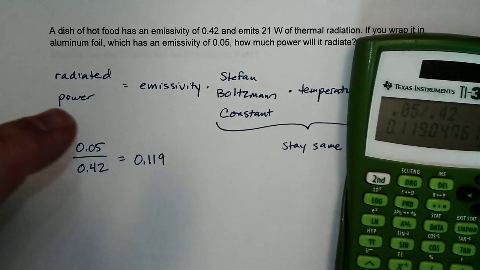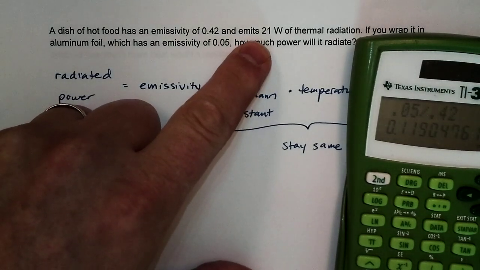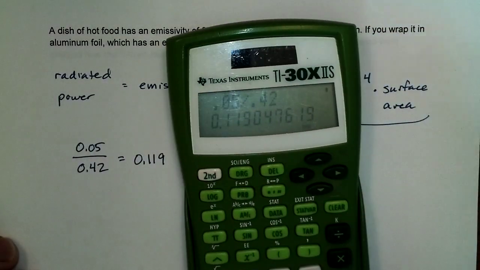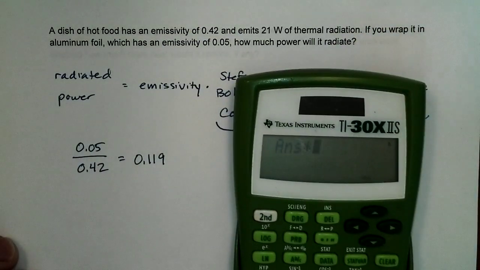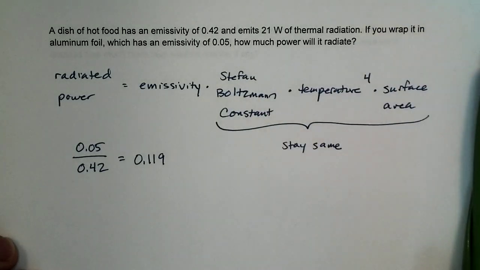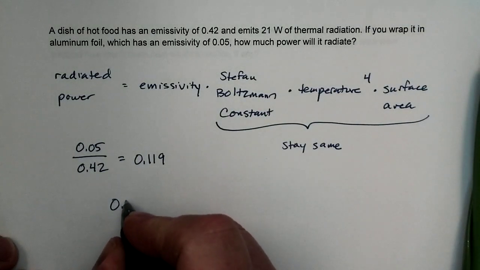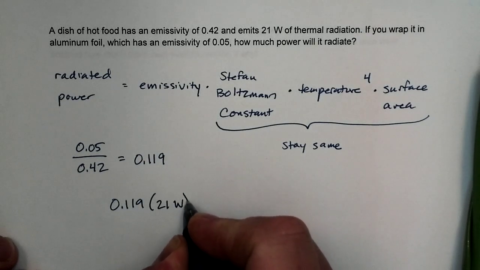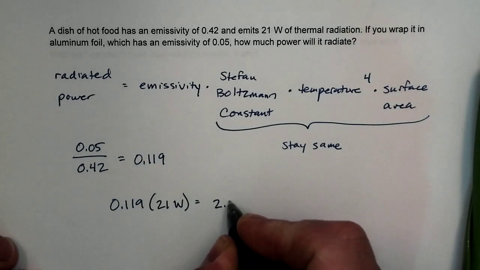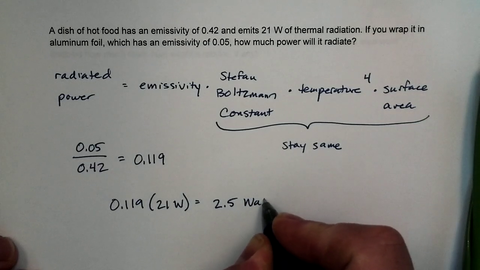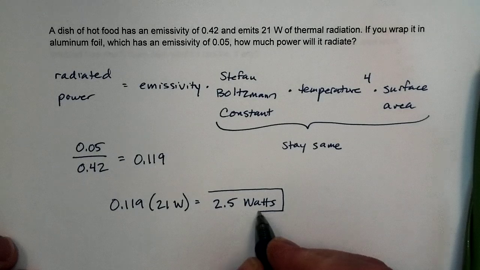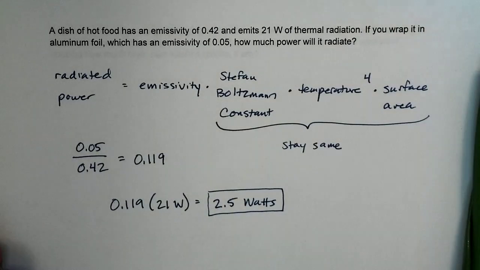That means that we've reduced the radiated power to about 12% of what it was. So I'm just going to take that same number I have in my calculator and multiply it by the 21 watts of power that used to be radiated and find a new radiated power, which happens to be 2.5 watts. The moral of the story here is something, if you cook at all, you probably already knew.